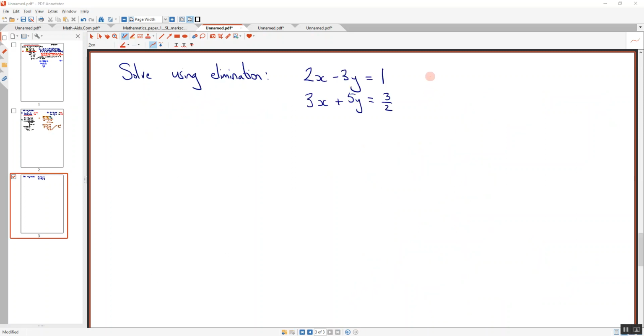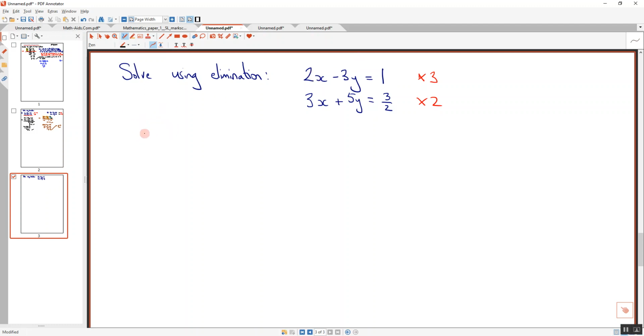All right, what is the easiest thing to multiply both of these by? 2 and 3. 2 and 3, right. So, or 3 and 2. Why is that the easiest? Because it gets rid of the fraction, okay? It doesn't mean that you have to do it this way, but it just means it's a bit easier.